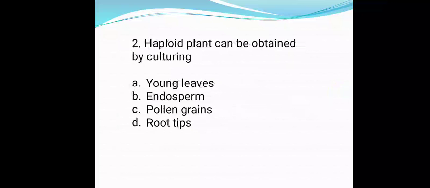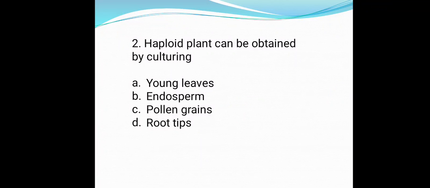Second question: the haploid plant can be obtained by culturing. So our options are young leaves, endosperm, pollen grains, root tips. Young leaf, each cell consists of a diploid set of chromosomes. Endosperm consists of triploid. Pollen grains only consist of a haploid set of chromosomes. This can be used to produce haploid plants. Root tips consist of again a diploid set of chromosomes. So our correct answer is pollen grains.